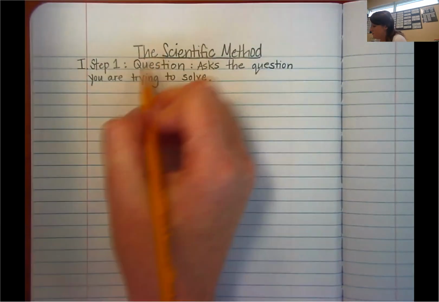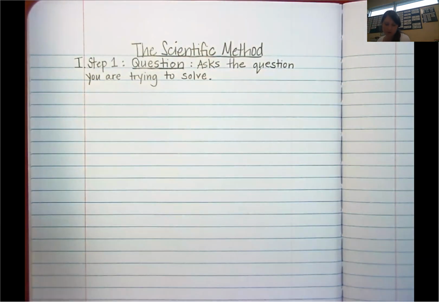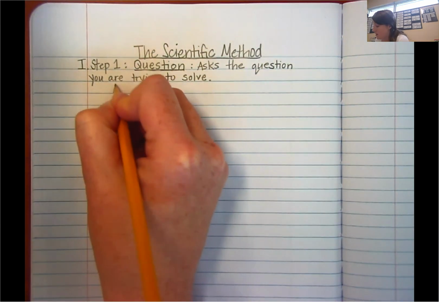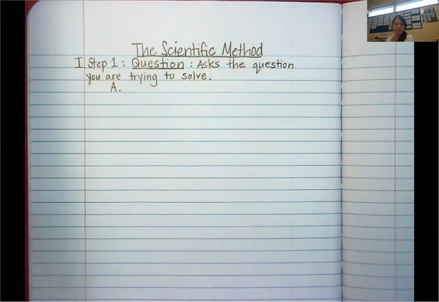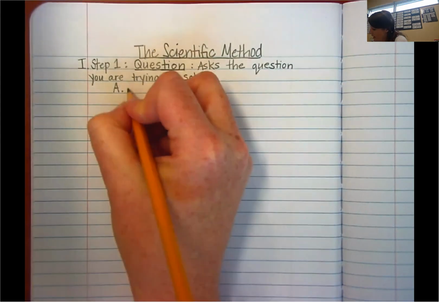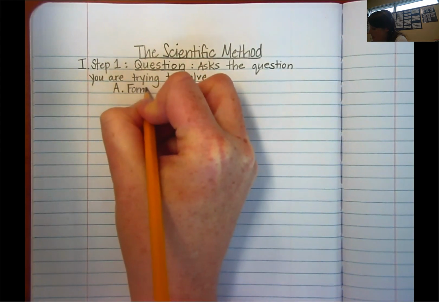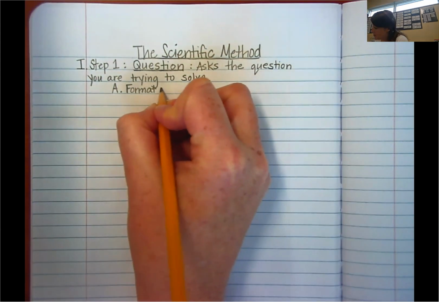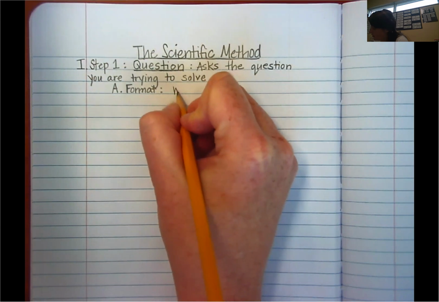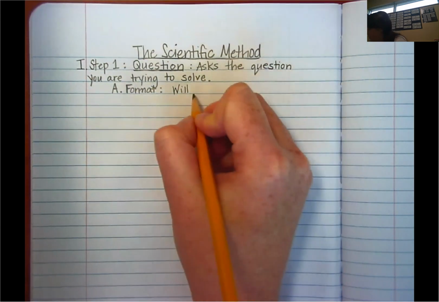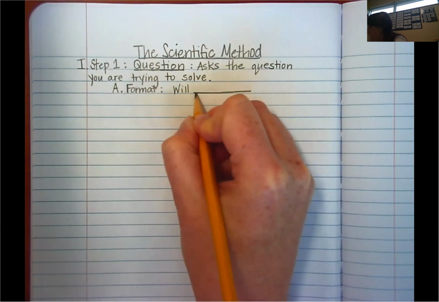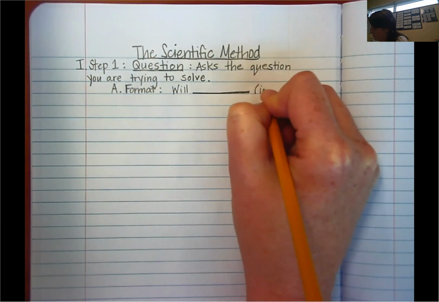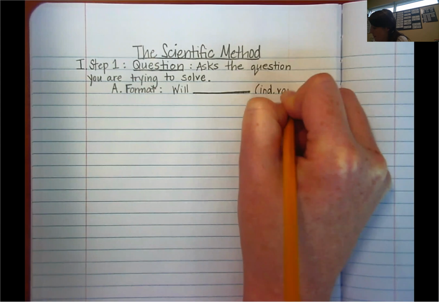So we've got this first step, question: ask the question you're trying to solve. There's a particular format, so that's a sub-bullet. I'm going to use capital A as the first sub-bullet. The format is pretty standard for most scientists. The format is going to be will or does or some kind of question word. Will blank, and usually this blank is going to be the independent variable. We'll talk more about that later.